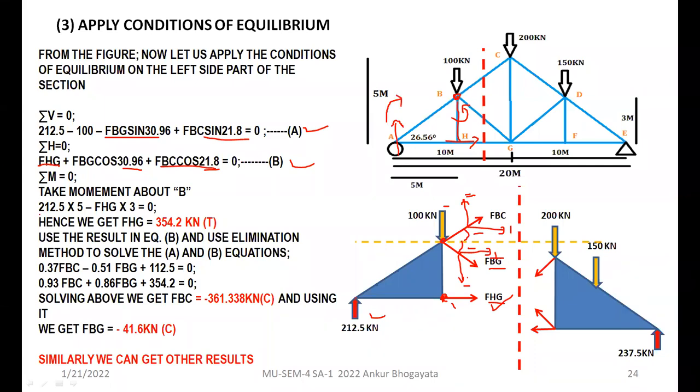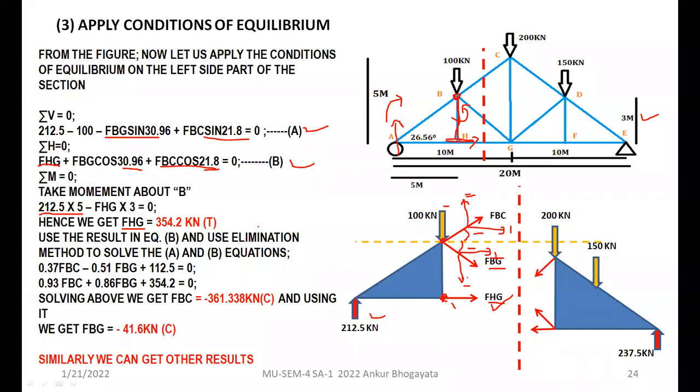So that is what I have exactly done here. 212.5, that is reaction into 5 minus FHG into 3. So FHG is here. This is the distance given to you. Here you can notice it is 3 meter, right? So that you can utilize here and get your answer in terms of FHG.